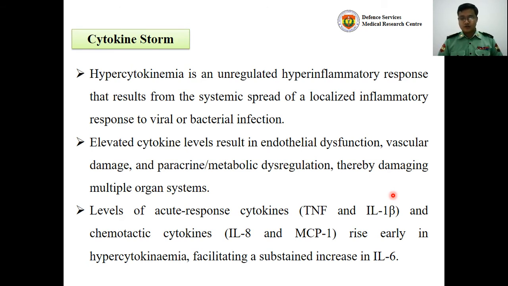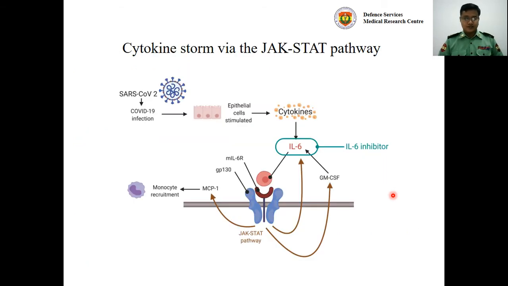Levels of acute response cytokines, tumor necrosis factor and interleukin 1 beta, and the chemotactic cytokines interleukin 8 and monocyte chemoattractant protein 1, raised early in hypercytokinemia, lead to an increase in interleukin 6.